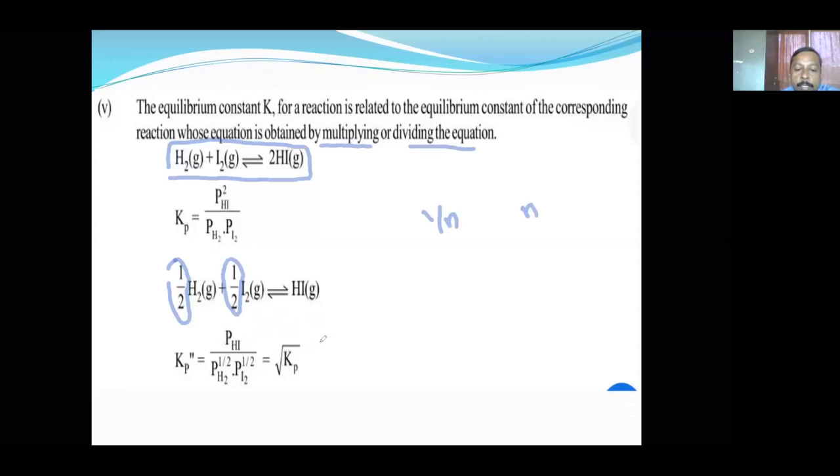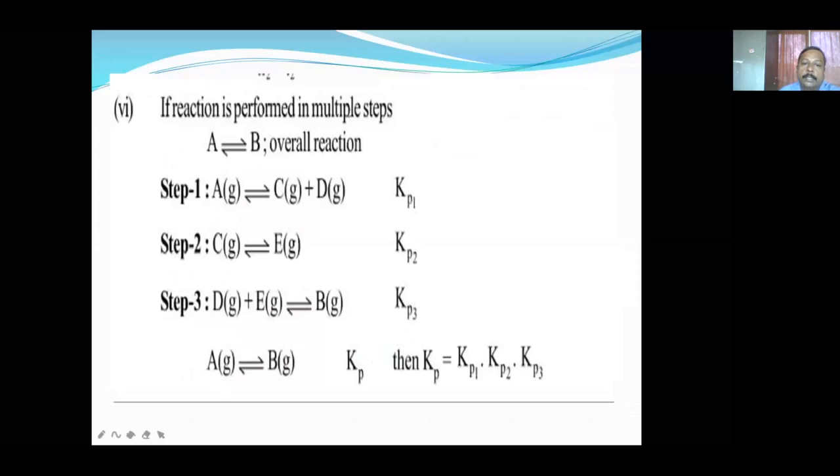So we can say this as Kp to the power of 1 by 2. Whether it is divided by 2 or multiplied by 1 by 2, it is Kp to the power of 1 by 2. When the equilibrium equation is multiplied by some number, that number will go to the power. Understood? That is the fifth characteristic of the equilibrium constant. I think all of you are understanding. Let's go for the next.